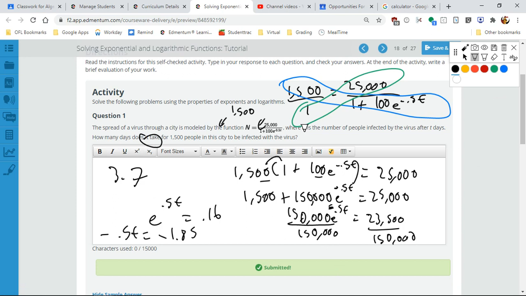So again, guys, you can take a picture of your work if you do it on paper. So if you're writing your notes on paper, great. Take a picture of it, upload it right here, and that'll help you get through it.